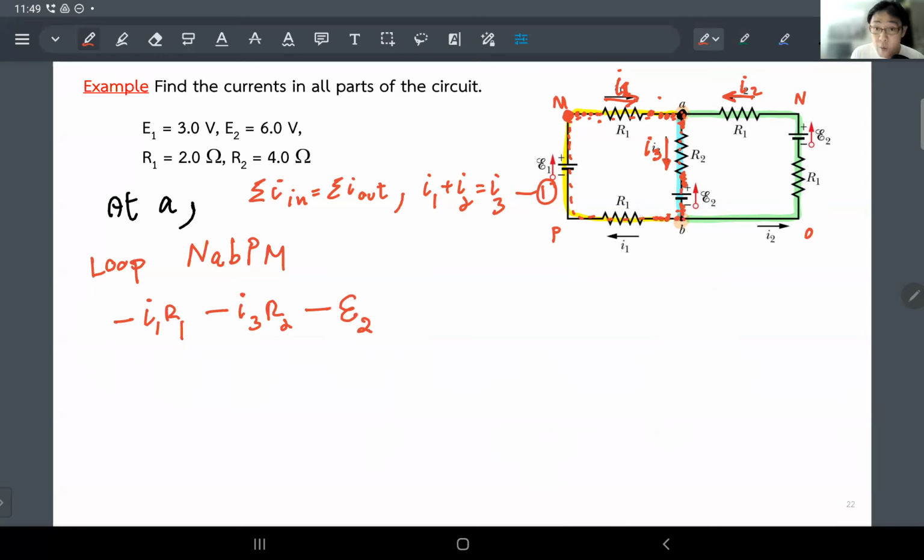Now I'm seeing R1 with the current I1. I'm going in the same direction as the current, so I'm going downhill. So I'm going to get the negative I1 R1. Keep going.